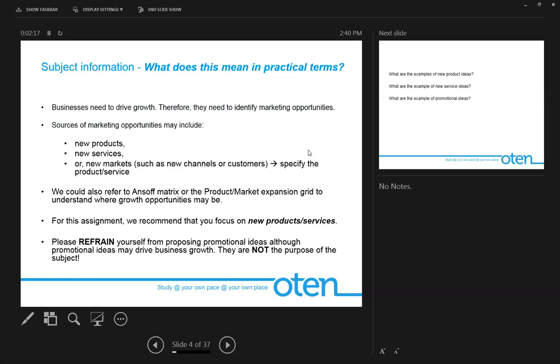And please refrain. I put it in bold in here. Please refrain yourself from proposing promotional ideas, although promotional ideas may also drive business growth, because they are not the purpose of the subject. Okay, the purpose of the subject is to grow the business through marketing opportunities, new marketing opportunities, which can be defined as new product, new service, or new market.